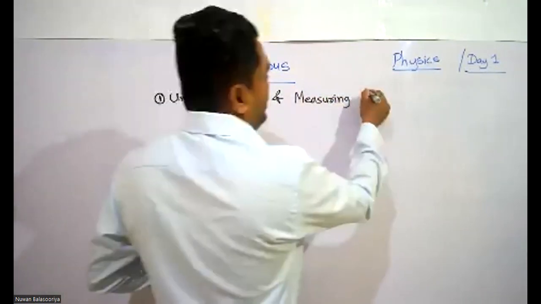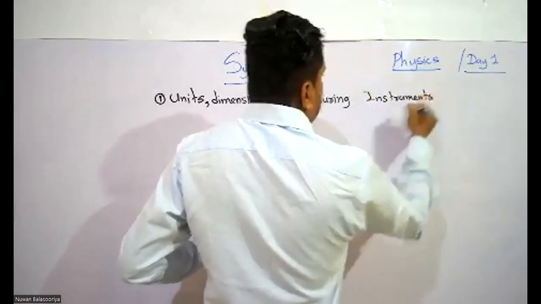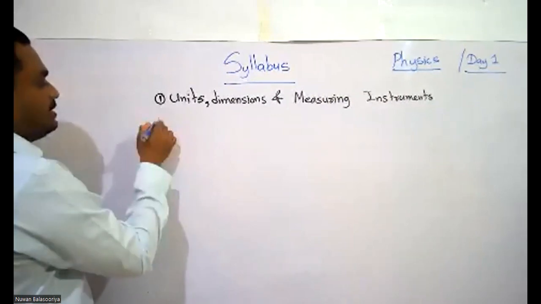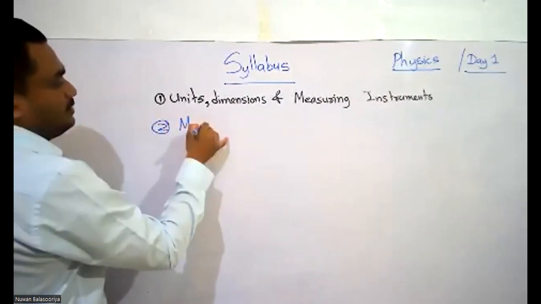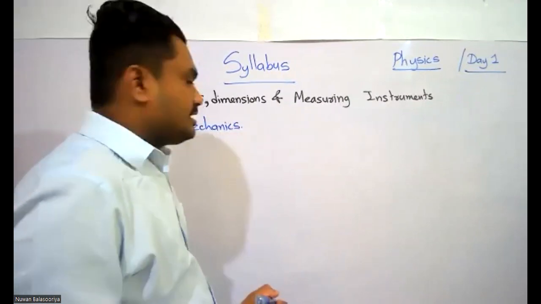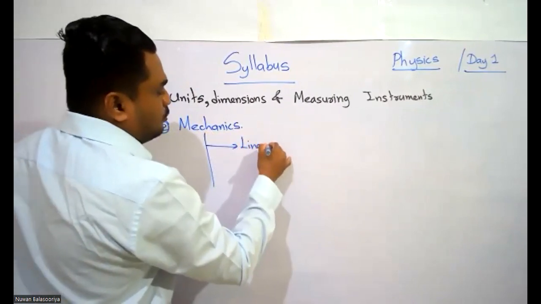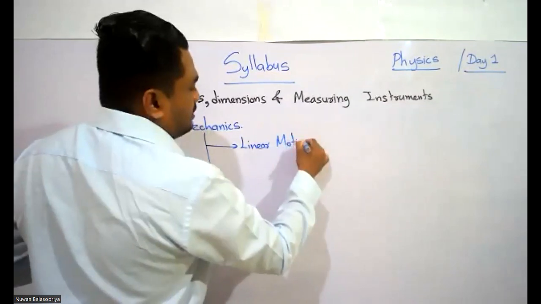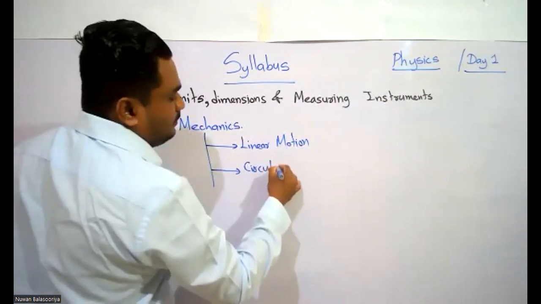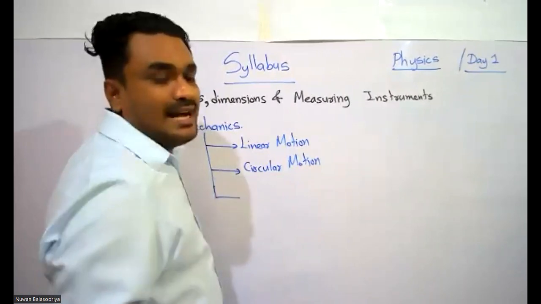Units, dimensions, and measuring instruments. The second lesson in the syllabus is mechanics. Mechanics has 3 main components, the 3 major sections in mechanics. The first section is linear motion. The second section is circular and rotational motion. The third one is fluid dynamics and fluid statics.